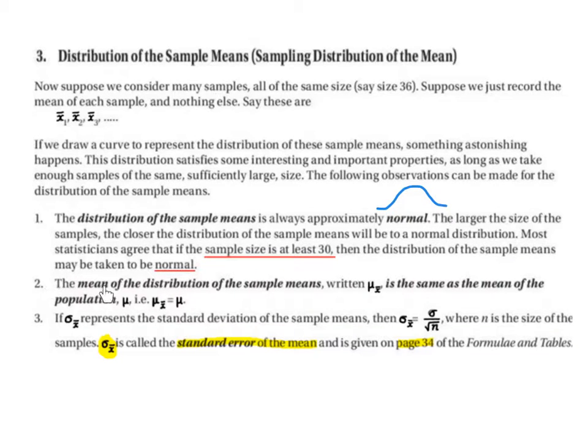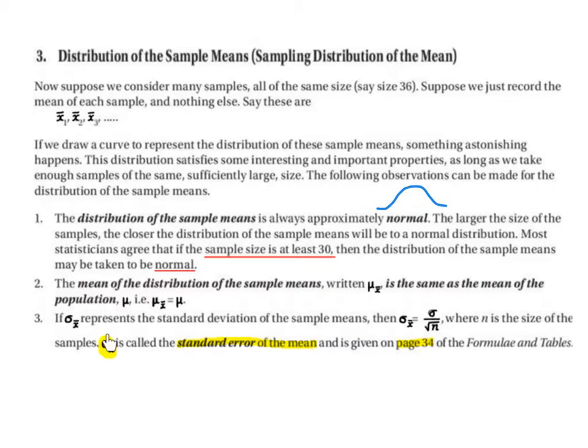Number 2, the mean of the distribution of the sample means, written as the mean symbol with a small X bar stuck beside it, is the same as the mean of the population. That is, the mean of the distribution of the sample means is equal to the mean. Number 3, if the standard deviation with a little X bar stuck on beside it represents the standard deviation of the sample means, then the standard deviation of the sample means is equal to the standard deviation divided by root n, where n is the size of the samples.